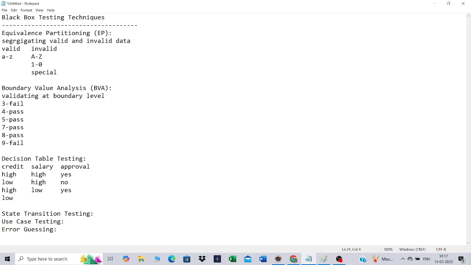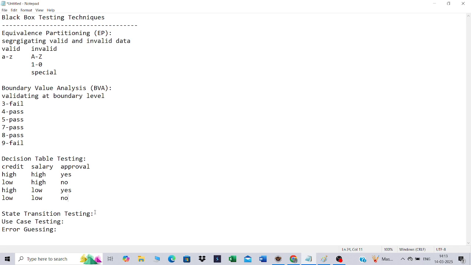Assume both are low, then forget about the loan. You will never get the loan, guys. So this approval column is what we call the decision. Based on these two conditions, they will decide the factor. This is what decision table testing does.